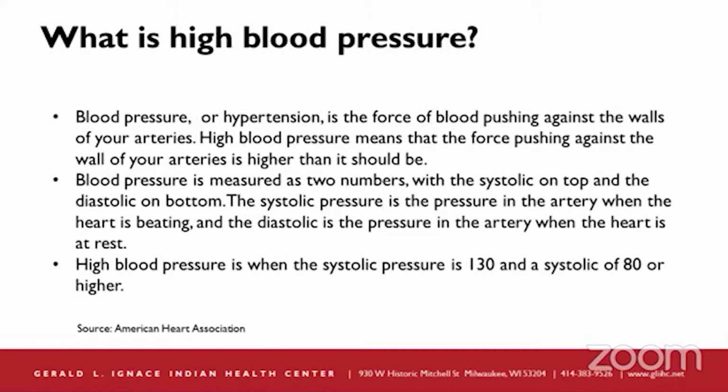So if your blood pressure is 130 over 80, the 130 is the systolic and the 80 is the diastolic. So when the doctor or the nurse or whoever is taking your blood pressure gives you that number, that's what that means. So the top number is the pressure in the artery when the heart is beating, and the bottom number is the pressure in the artery when the heart is at rest.